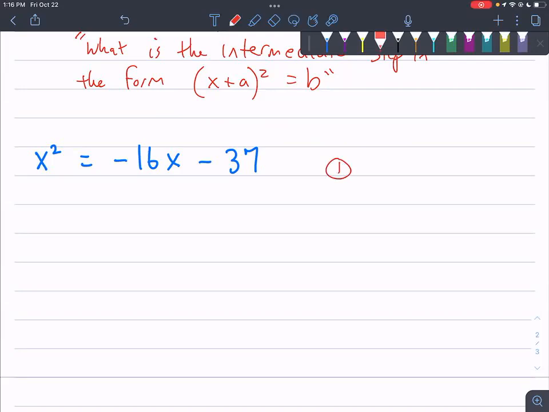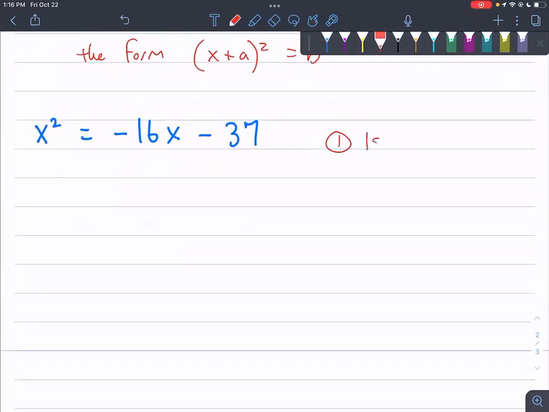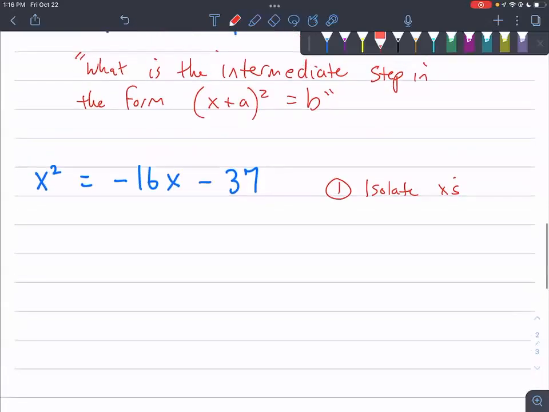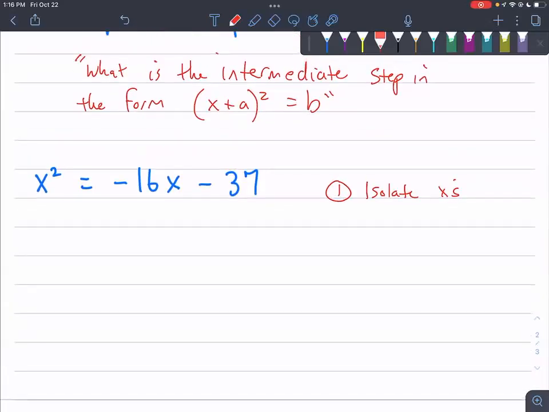So that first step, you guys remember what that was? Isolate x's. What is the intermediate step in the form x plus a? You don't have to worry about that so much. Just know that that's what they're going to be asking. So isolate the x's. So that means we want to get that x squared and then the negative 16x on the same side. So if we're going to move that negative 16x over, got to add it.